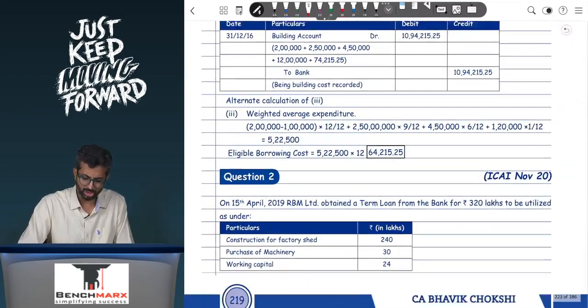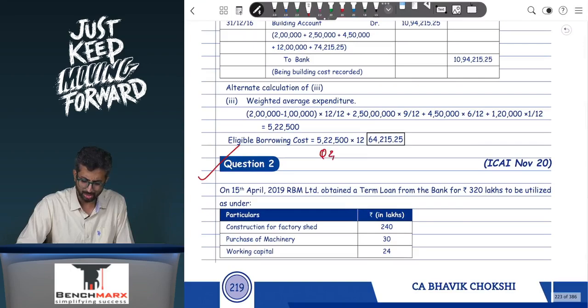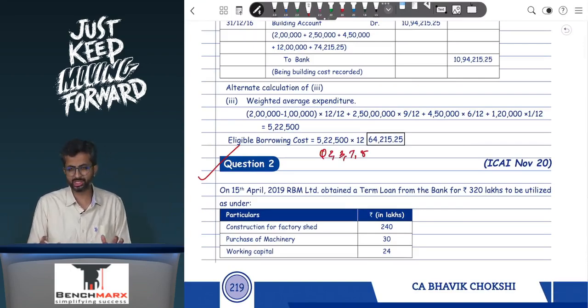Then I go to question number 2. Now, on similar lines, you will have question number 2, 3, 7, 8 and even a couple of questions on the homework section on similar lines. So, we will review this question once.